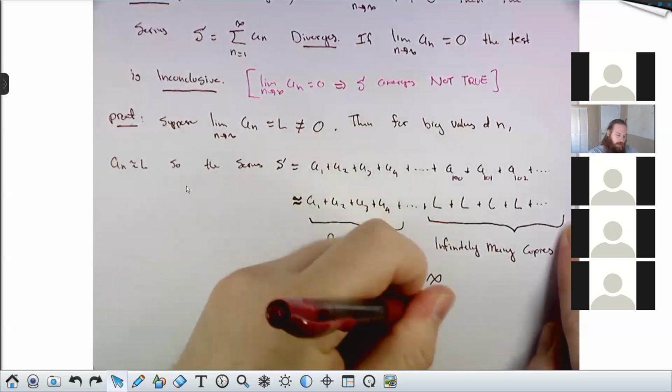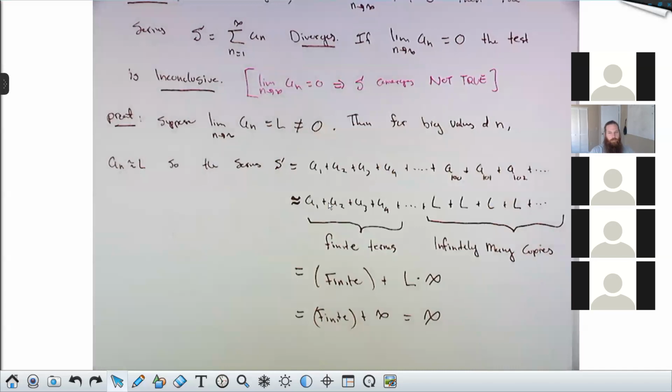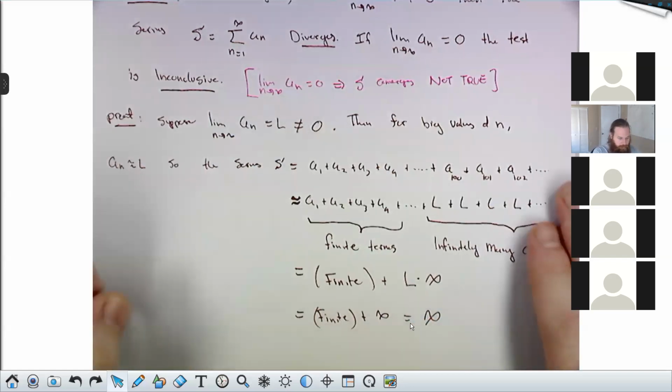You add something finite to something infinite, you get something infinite. Infinitely many copies, okay, thank you. So L plus L plus L plus L infinitely many times. So if the limit of the a_n is equal to some non-zero number, then the series S has to have some infinity. In other words, S diverges.